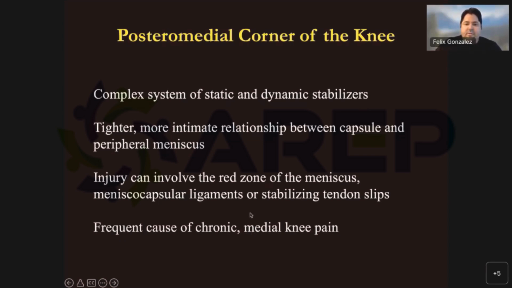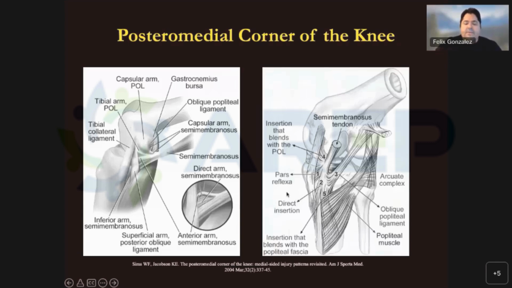If I can move forward. Okay, so here we have, from different articles, the representation of how complex the anatomy is along the posterior medial corner of the knee. You have the semimembranosus tendon, which is considered to be the main stabilizer in that region with different arms. You can see a capsular arm here that projects into the femoral condyle posteriorly, and then you have different components extending into the tibia as well.